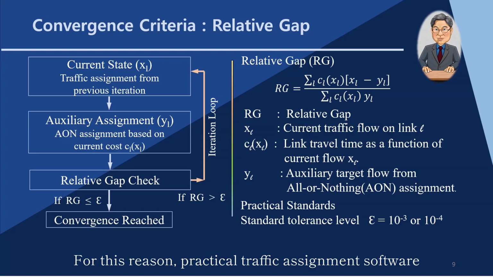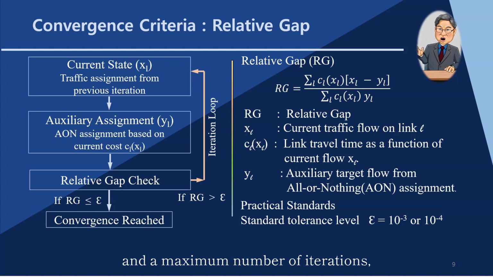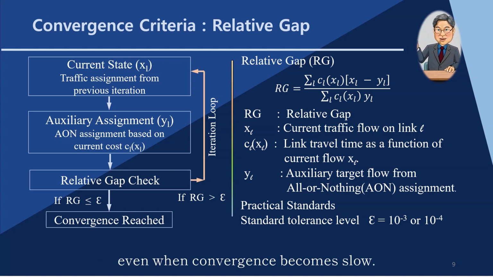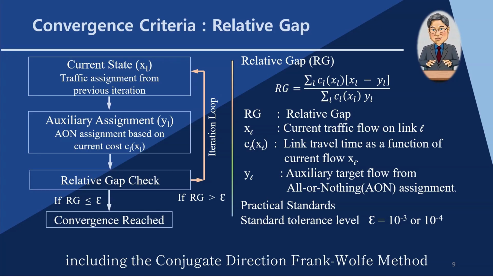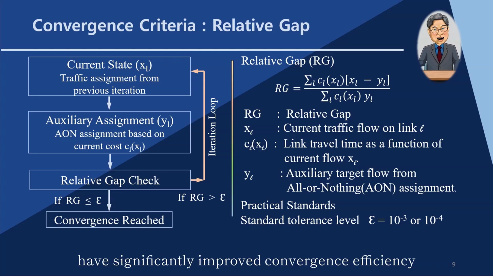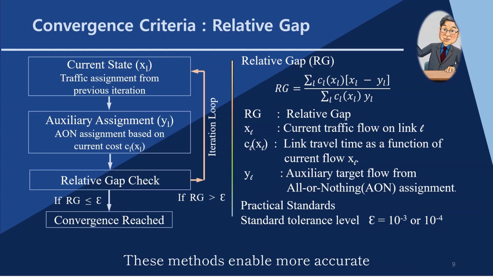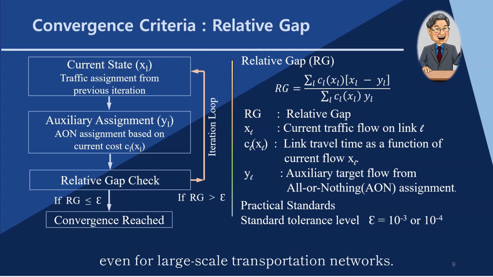For this reason, practical traffic assignment software typically specifies both a relative gap threshold and a maximum number of iterations, ensuring that the computation terminates safely even when convergence becomes slow. Recent advances in optimization algorithms, including the conjugate direction Frank-Wolfe algorithm and gradient projection method, have significantly improved convergence efficiency compared with the classical Frank-Wolfe algorithm. These methods enable more accurate and computationally efficient traffic assignment even for large-scale transportation networks.